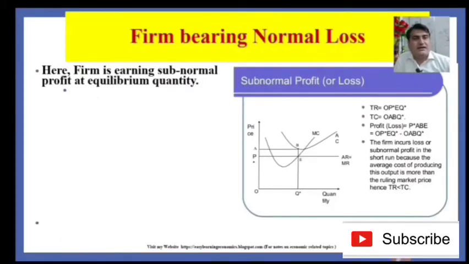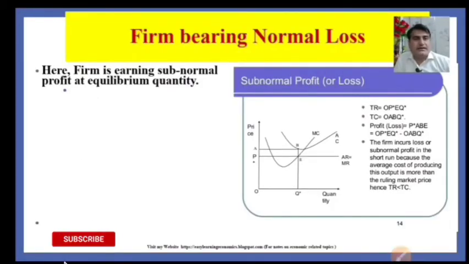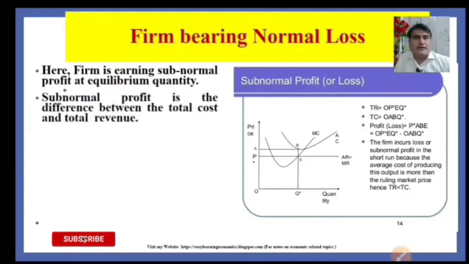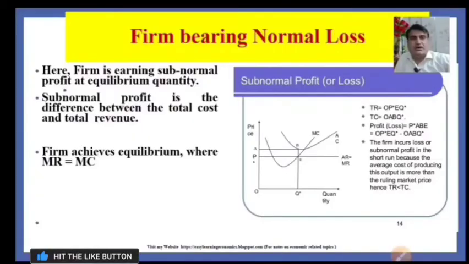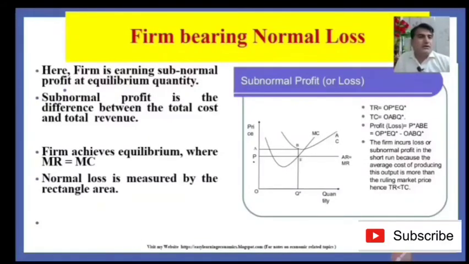Here the firm is earning subnormal profit at equilibrium quantity. Subnormal profit is the difference between the total cost and total revenue, and the firm achieves equilibrium where marginal revenue is equal to marginal cost. Normal loss is measured by the rectangle area.